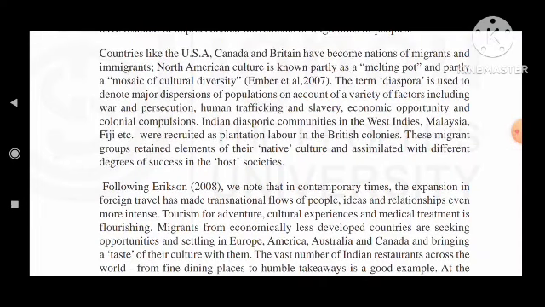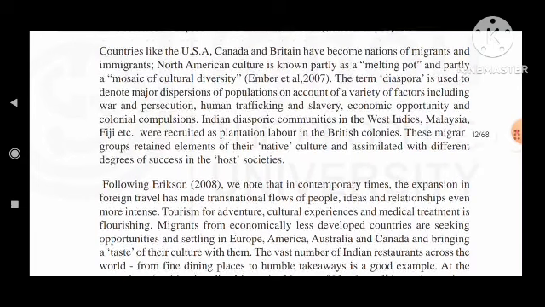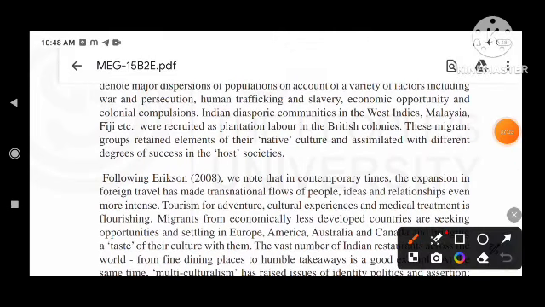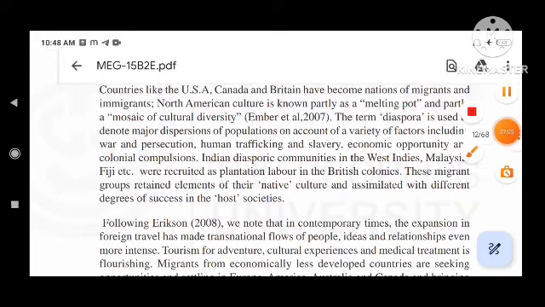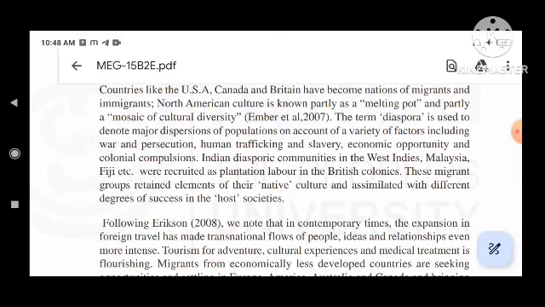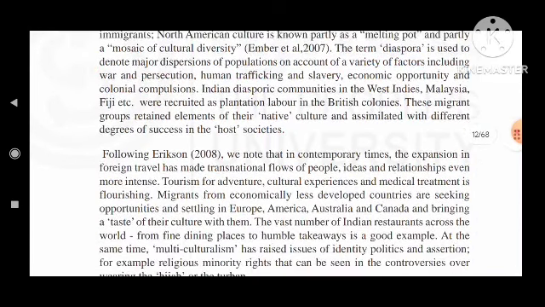2007. The term diaspora is used to denote major dispersions of populations on account of a variety of factors including war and persecution, human trafficking and slavery, economic opportunity and colonial compulsion. So what do you mean by diaspora? Here it is, the word diaspora. The term diaspora is used to denote major dispersions of population on account of a variety of factors including war, persecution, human trafficking, slavery, economic opportunity and colonial compulsions.